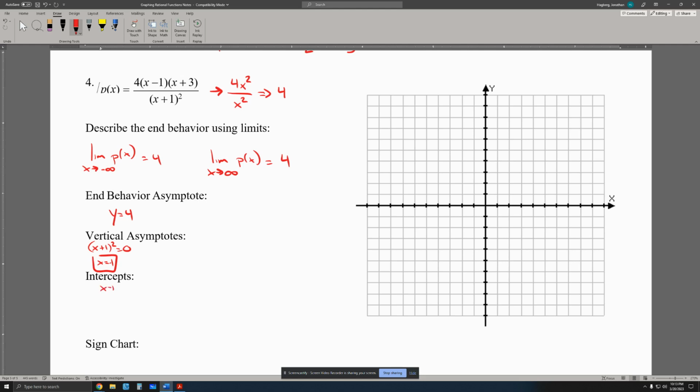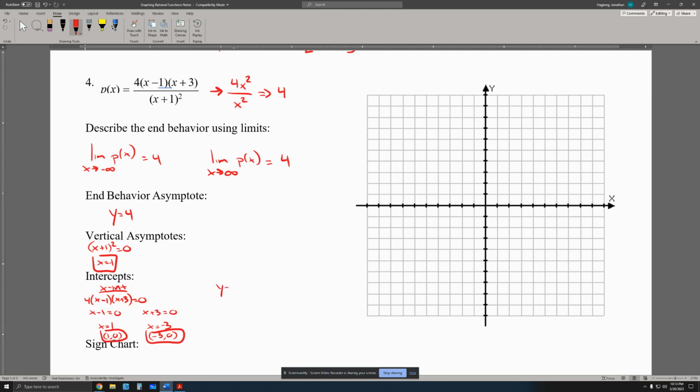For intercepts, we'll start with x-intercept. This is where the numerator is equal to 0. So we have 4 times the quantity x minus 1 times the quantity x plus 3 equals 0. So we have x minus 1 equals 0, x plus 3 equals 0. So we get the vertical asymptotes, or I'm sorry, x-intercepts, x equals 1, and x equals -3. So as ordered pairs (1, 0) and (-3, 0).